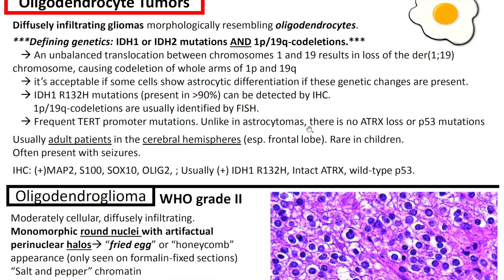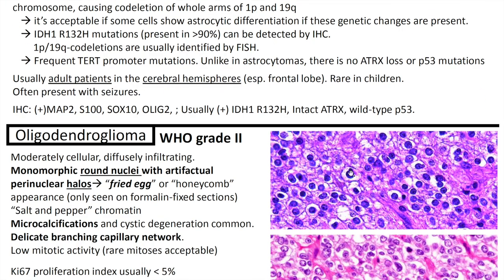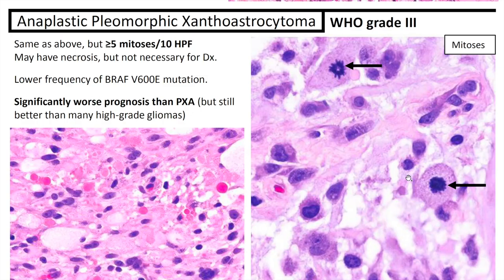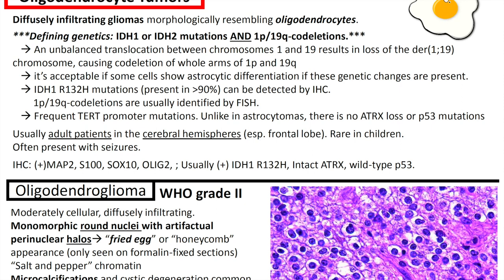All right, we made it to our next category, and that is oligodendrocyte tumors. These are diffusely infiltrating gliomas, morphologically resembling oligodendrocytes. And we have our picture here of a fried egg, which, at least for me, when I was studying for Step 1 and in medical school, when I was first introduced to some of these brain tumors, probably when I was going through Pathoma for the first time, this allusion to fried eggs often came up with oligodendrogliomas. And if you look at the image real quick, you can see why, right? We have our yolk in the middle, we have our fried egg, and it looks quite similar to this image here.